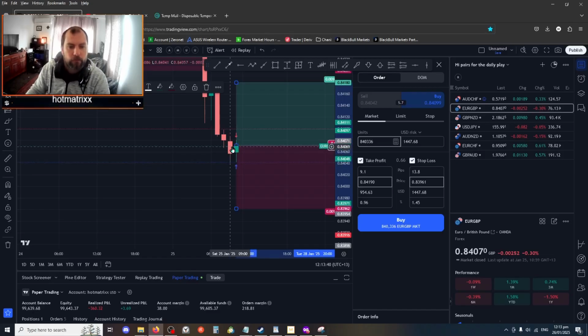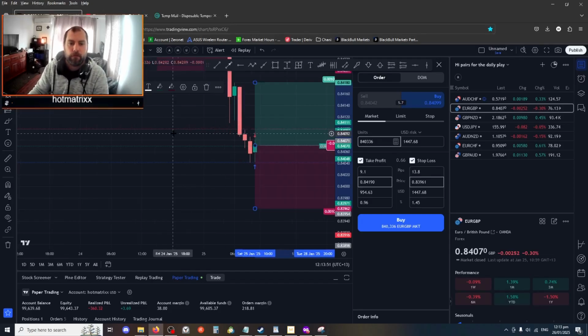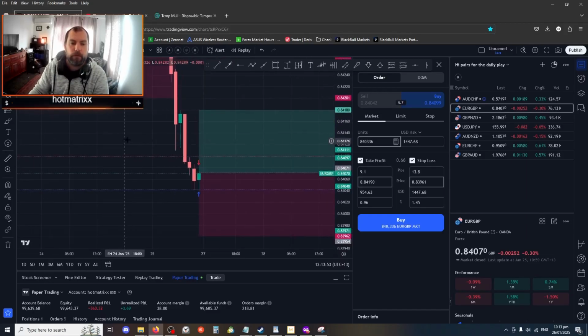I have to get all the way back up to this point just to break even. The bid and ask can change throughout the day, and it is a trip and a trap that will catch you out, especially as a new trader.